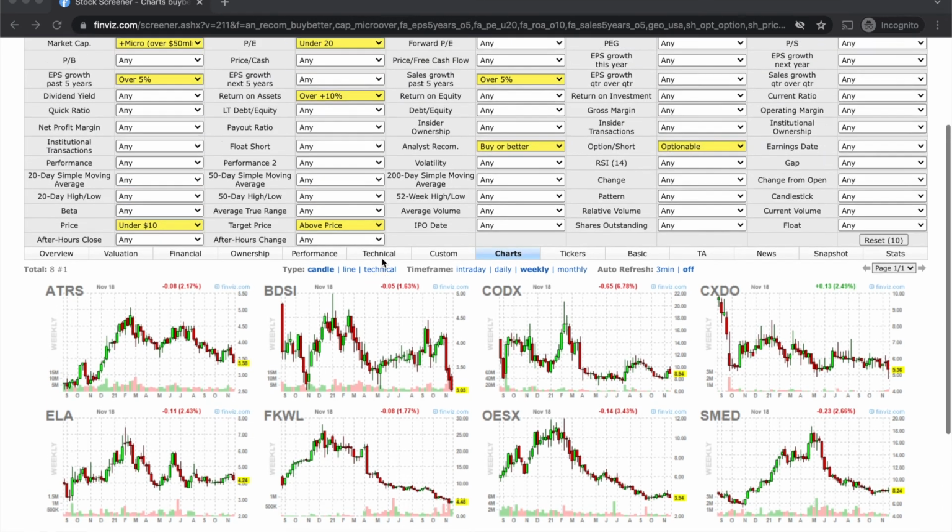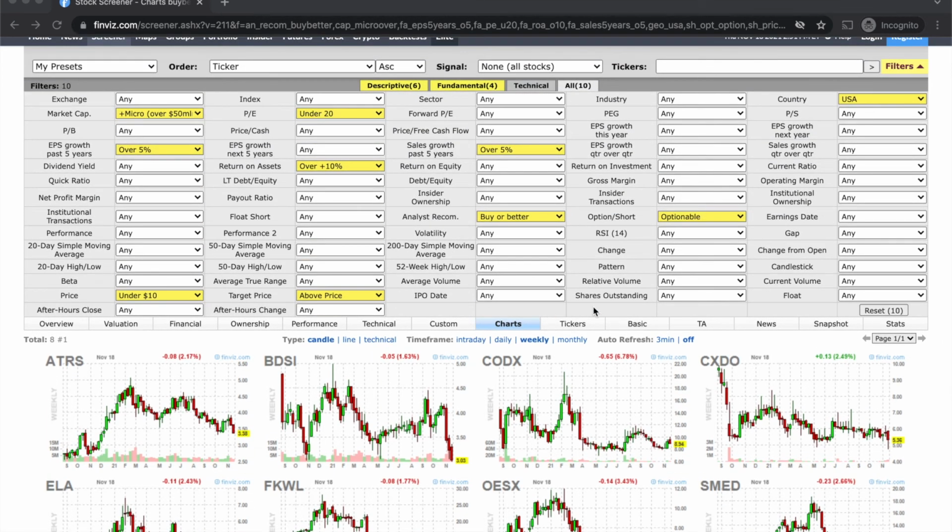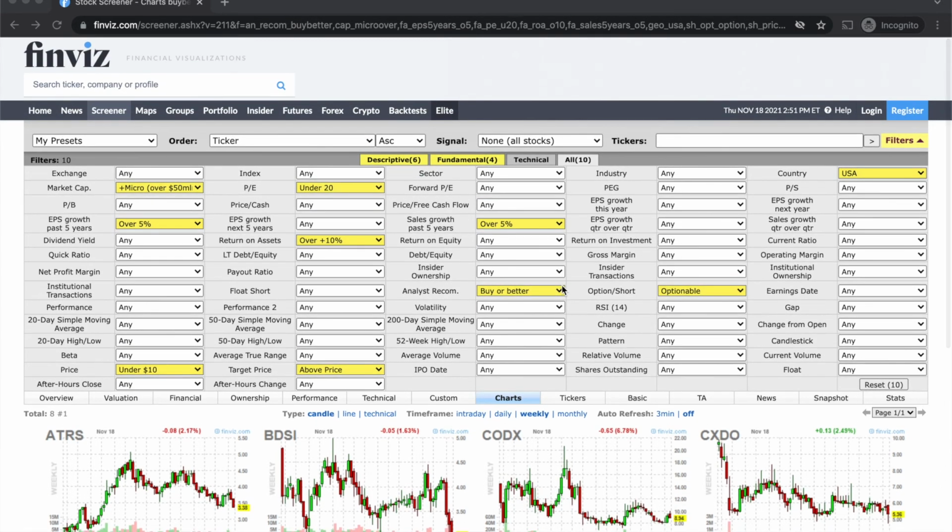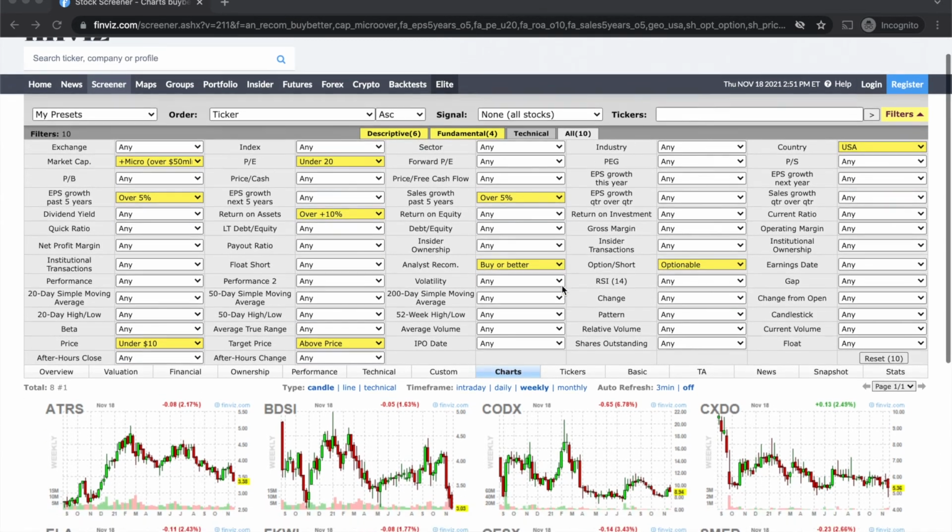So, since we just talked about volumes, one thing that again you should do, we discussed this while we were looking at the slides, was that we want to only deal with liquid stocks, right?